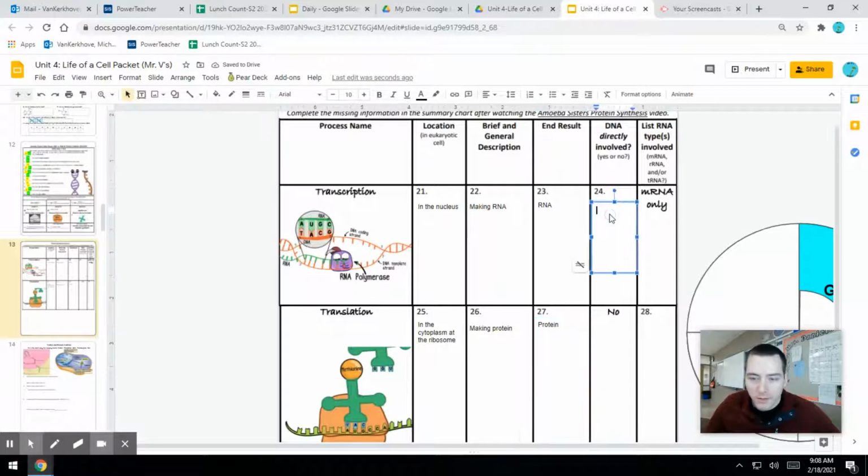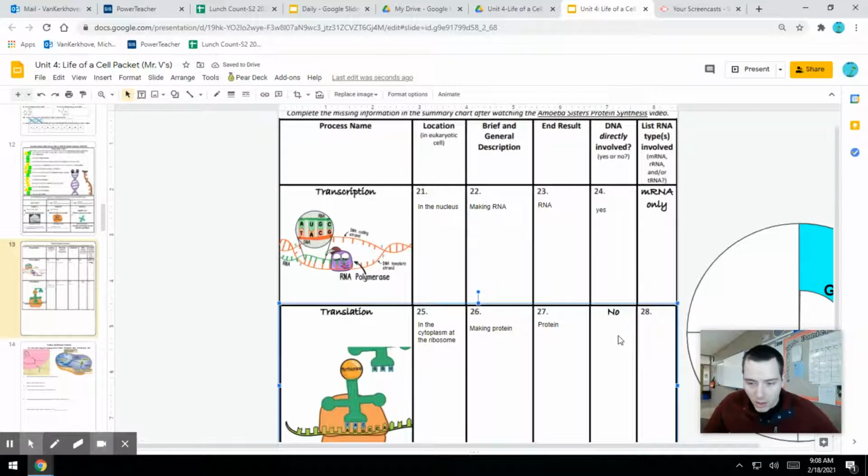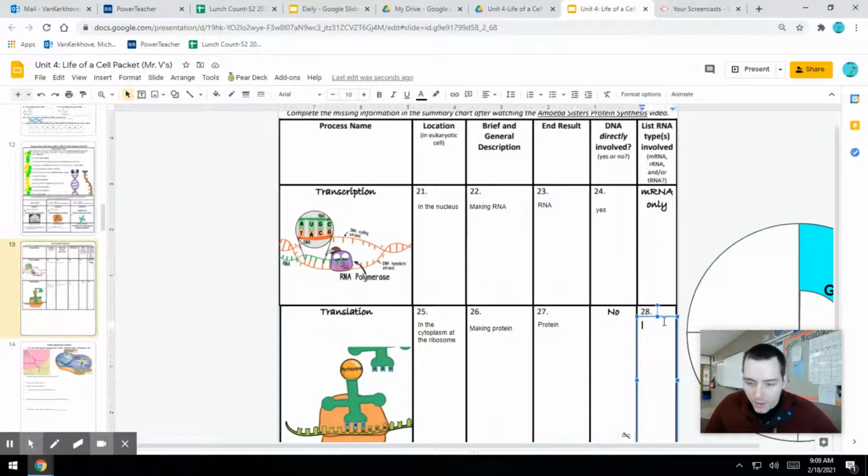DNA is directly involved in transcription, yes. Translation, no. List RNA types involved, mRNA only. And with translation, we have rRNA, mRNA, and tRNA.